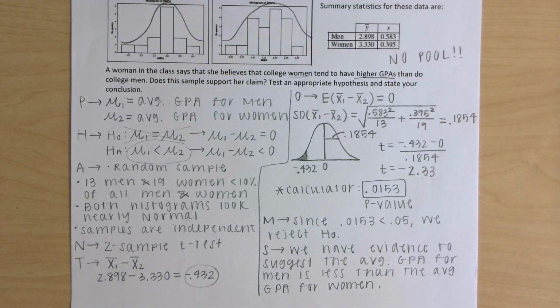Okay, so hopefully this looks pretty similar. It's nice that we can still use that PHANTOMS acronym. The big difference here is that we need to make sure we're using our calculator to find that p-value.